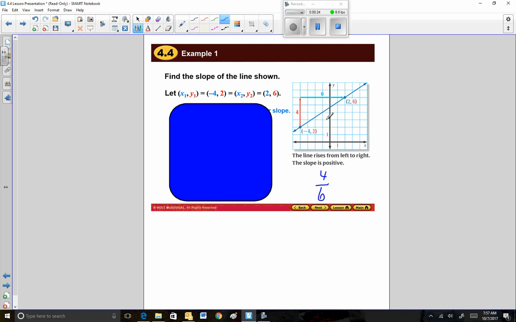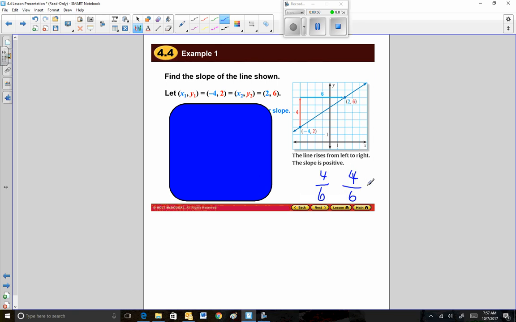The other possibility is to take a look at your y values, 6 and 2. The difference between the numbers is 4. And, oh, that looks like a kindergarten 4 again. Let's see if we can fix that up. Okay. And then the difference between the x values, we have 2 and negative 4, so that would be a difference of 6. So it still turns out 4 over 6.